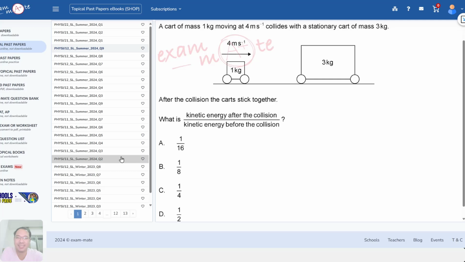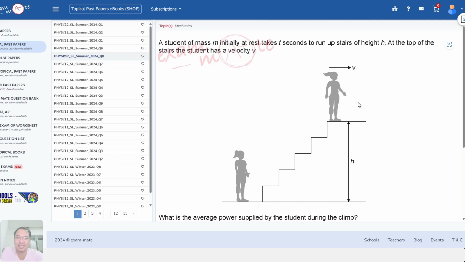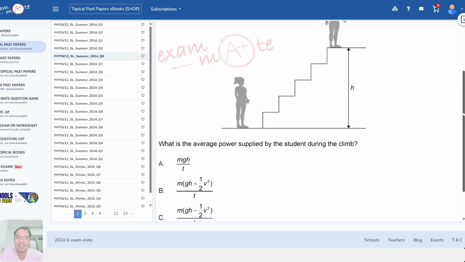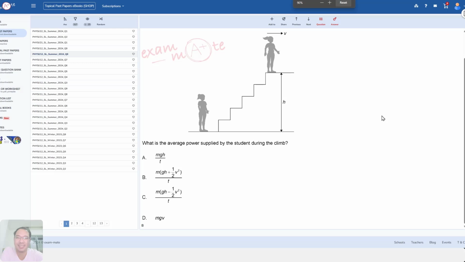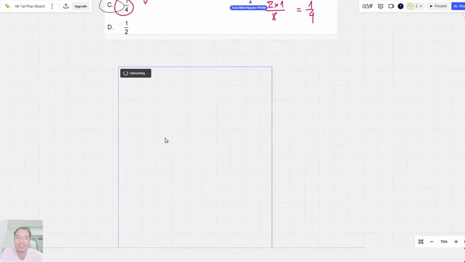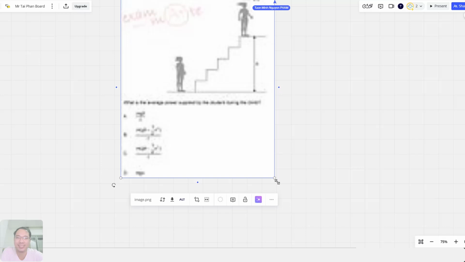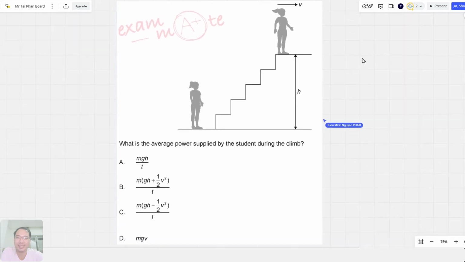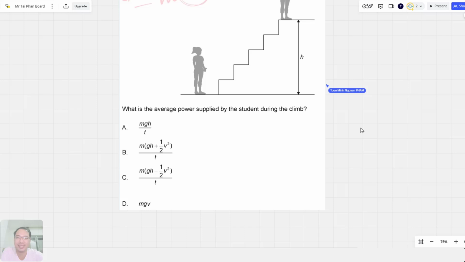Okay. One more problem, which is also from paper 1. What is the average power supplied by the student during the climb? Let me try making it small so that I can take the whole screenshot. And the answer actually displayed here, answer B. We're going to explain why. Where did you put it? This one. What's the average power supplied by the student during the climb? Climbing up.